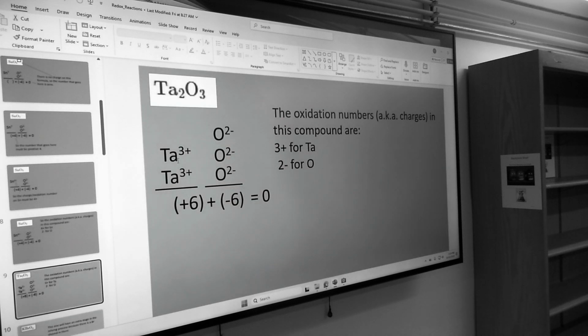But let me do another one. This is very similar. You see how this one works. I split the 3 oxygens out to get a -6. I split the 2 Ta out. And since there's no charge here, I've got a 0 on the right side. -6 plus a +6 equals 0, so I have to split that +6 between the 2 Ta. So for Ta it's 3+, and for oxygen it's 2-. You're with me so far, right?